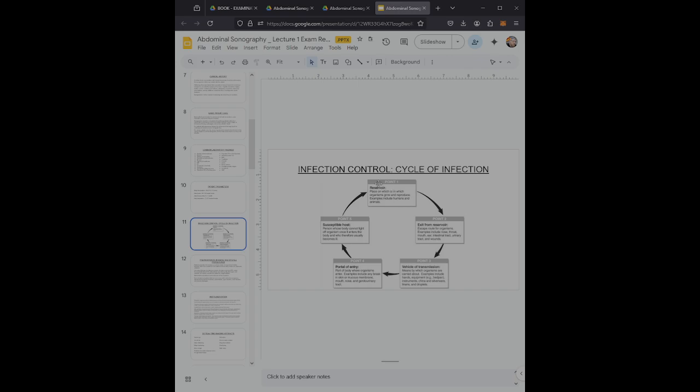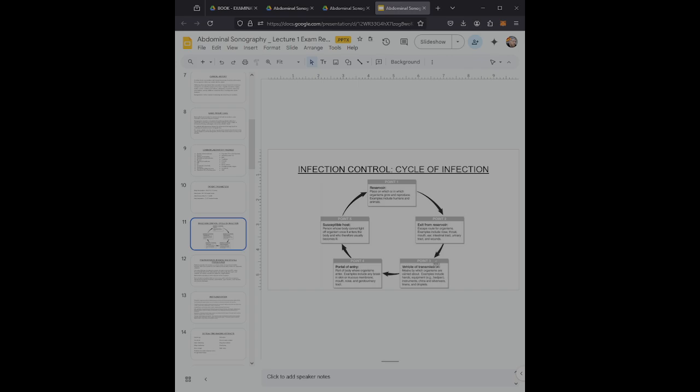So, the first point is a reservoir, and a reservoir is a place on which an organism can grow and reproduce. For example, human skin and animal fur. In the case of a pathogen, the pathogen would exit the reservoir, and this is the escape route for organisms, such as the nose, the throat, the mouth, urinary tract, and wounds.